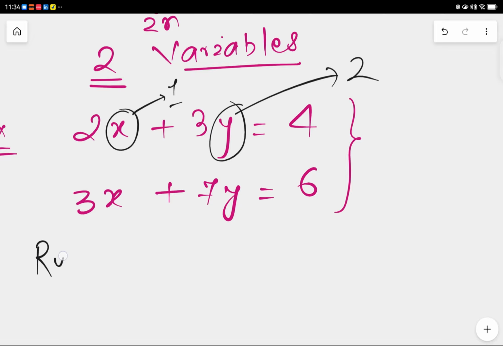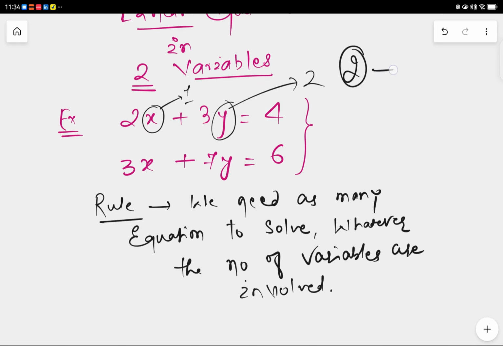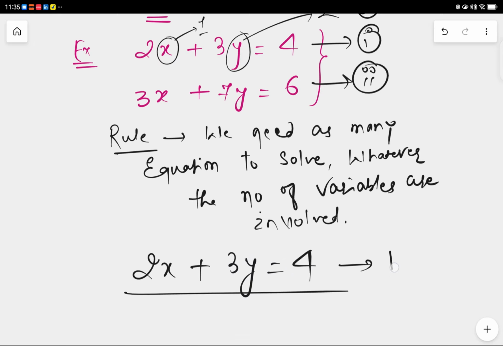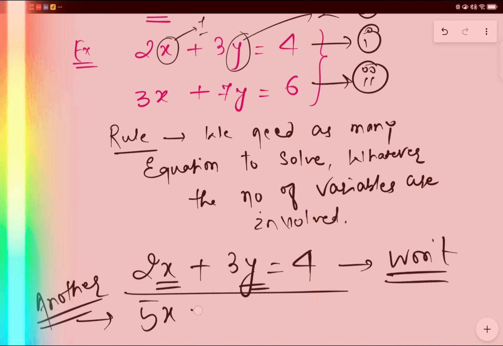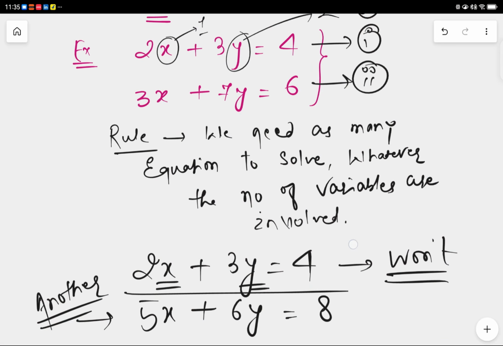The rule says that currently in our situation we have two variables involved. So how many equations do we require? Two. If somebody tells you to solve this with only one equation, you won't be able to, because there are two variables involved, so you need another equation. You will ask that person to please give you another equation, and then it is possible to solve it.